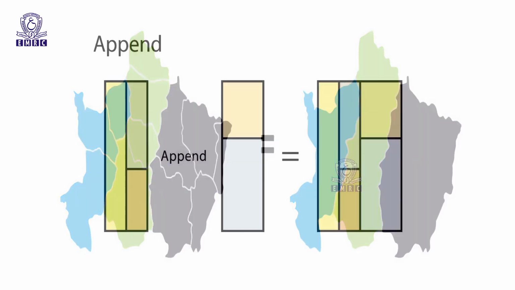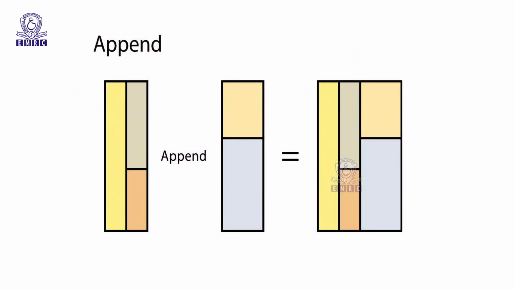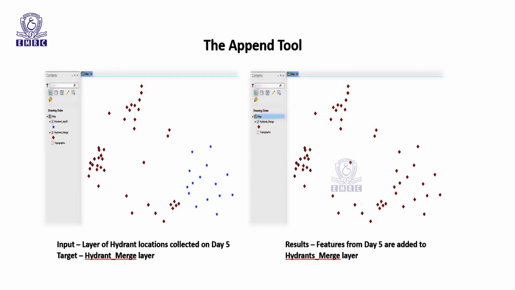Lastly, append, like merge, combines several input data sets of the same geometry type. However, the tool appends the second, third and fourth etc. criteria layers to the first data set.